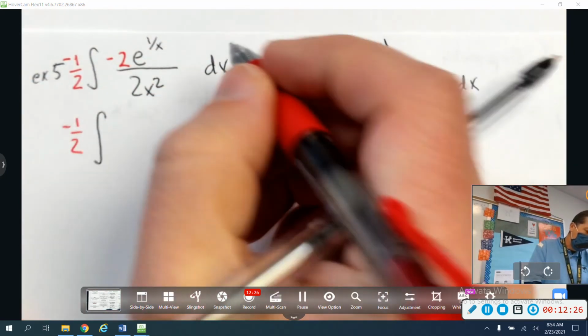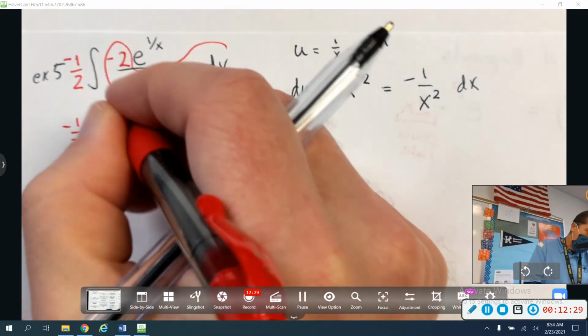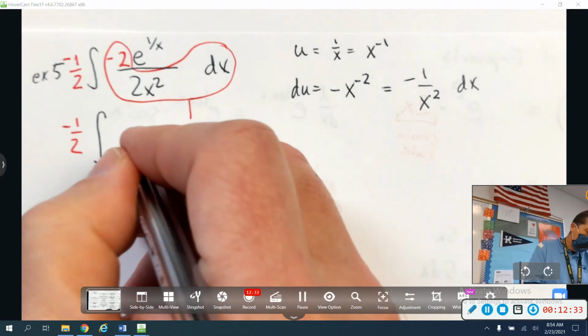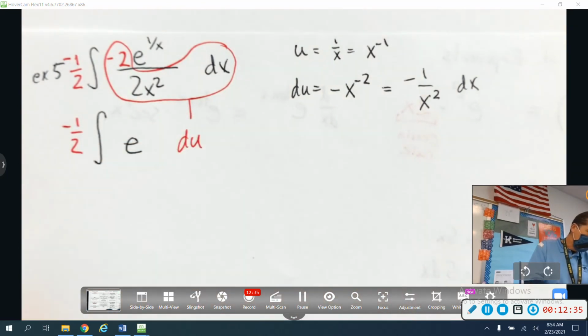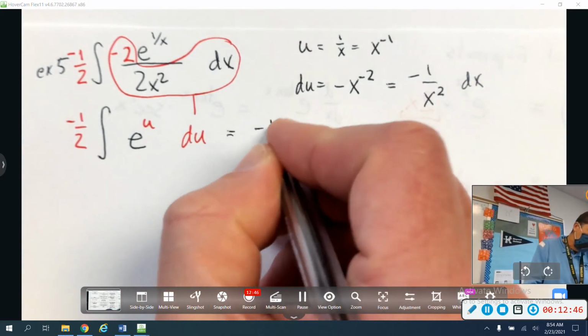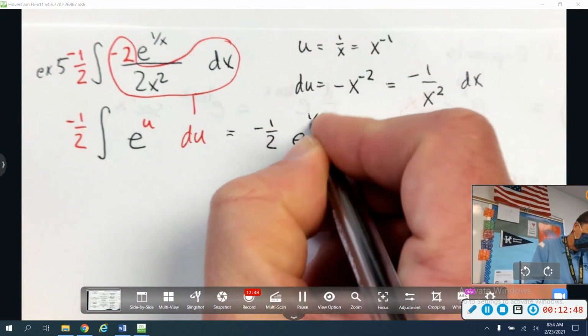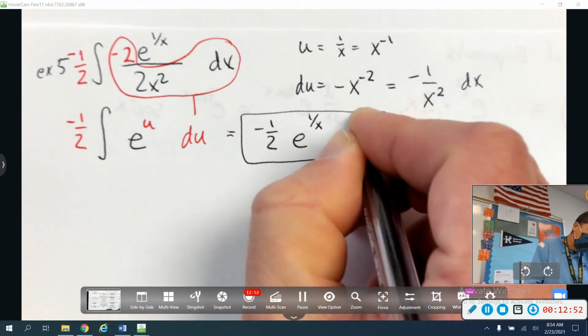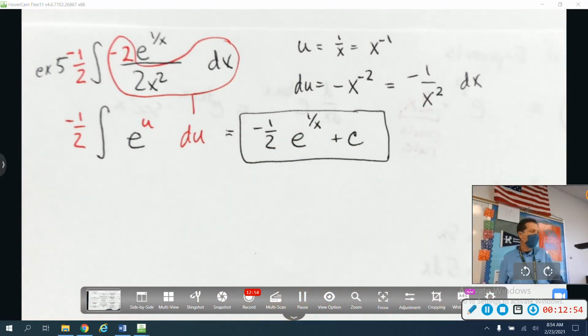Let's see. All of that is du. 1 over x is u. So this turns into every other problem on this unit. The antiderivative of e to the u du is e to the u. So e to the 1 over x plus c, with that negative 1/2 out there.